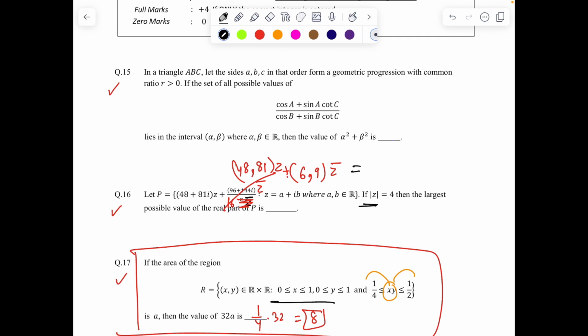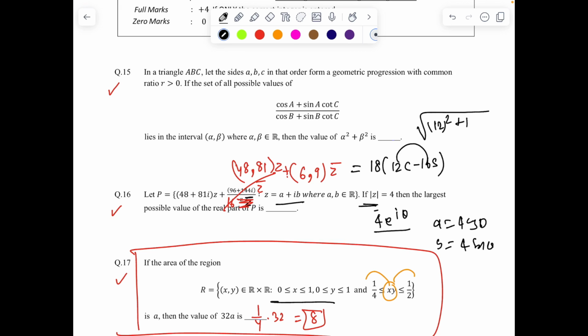Now what we'll do is we'll simply put z as a plus ib, or you can use even polar format also, 4 e to the power i theta. So that gives 18 times 12 cos minus 16 sine. If I'm taking a as 4 cos theta and b as 4 sine theta, because mod z is 4. You know 12 cos plus 16 sine maximum value is around root of 12 square plus 16 square, which is already a perfect square, 20. So answer is 316. So it was again an easy problem.